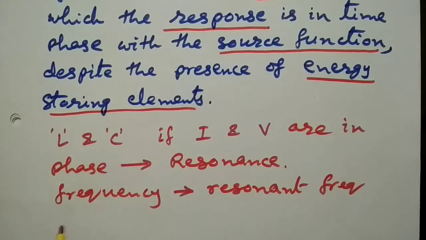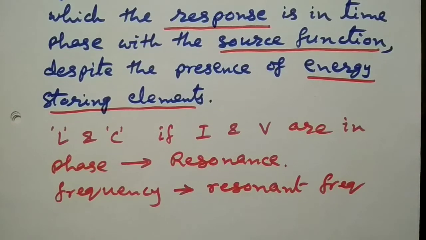Now we know that the inductor and capacitors may be connected in series or they may be connected in parallel. So the resonance can occur only if inductor and capacitor both are present in the circuit. Remember one thing, only inductor or only capacitor cannot create resonance. So to create the resonance, both inductor and capacitor should be present in the circuit.